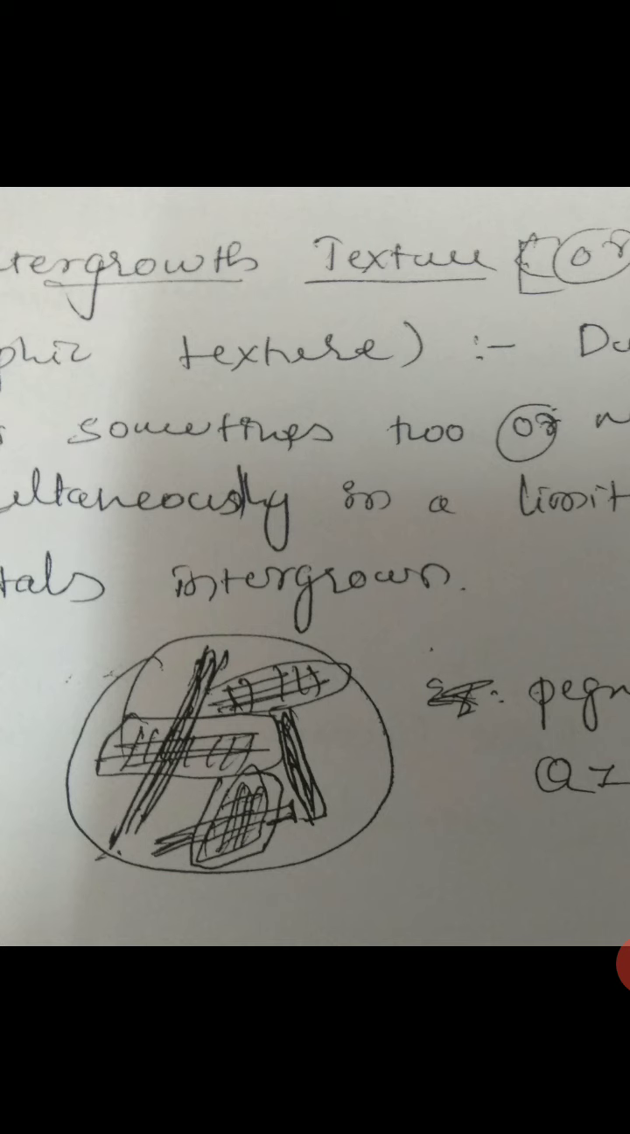During formation of igneous rocks, sometimes two or more minerals may crystallize simultaneously in a limited space, so that these types of crystals grow into each other. That's why it is intergrowth texture. The best example is pegmatite.